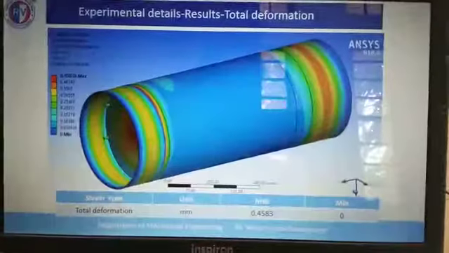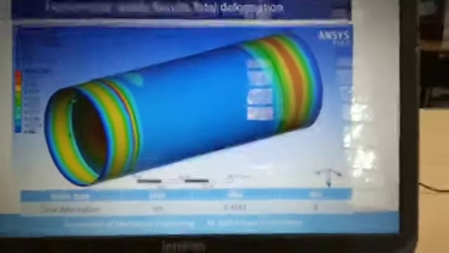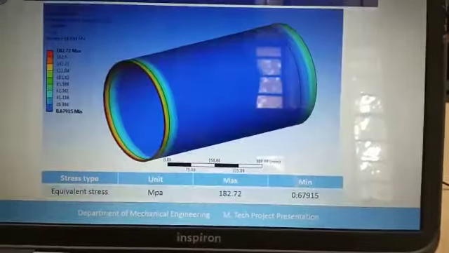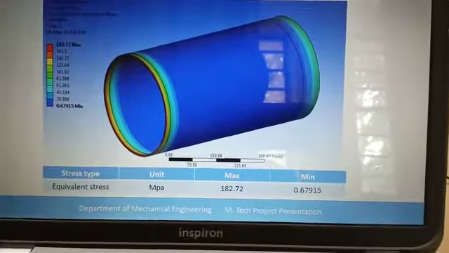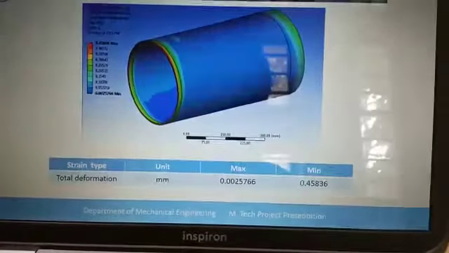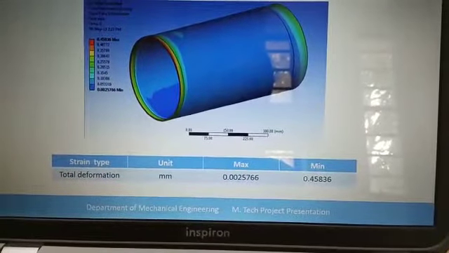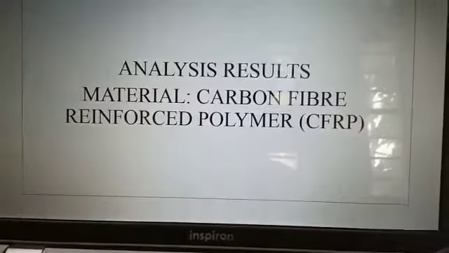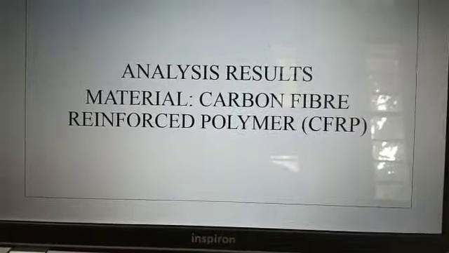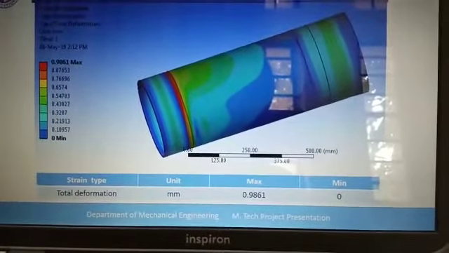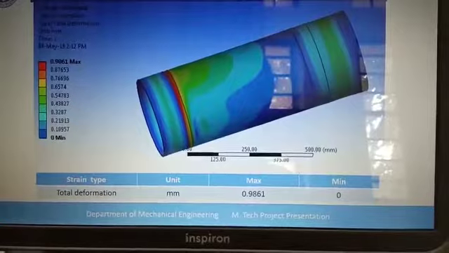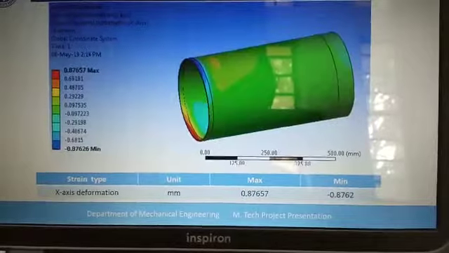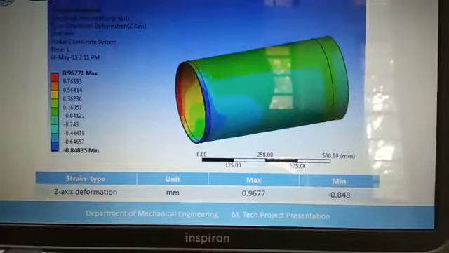Now we'll be discussing some results based on the total deformation using aluminium material. This is the equivalent stress which is being formed. This is the total deformation of battery. This is X, Y and Z axis deformation. Similarly with respect to carbon fiber, total deformation, equivalent stress on the battery, X, Y, Z direction.